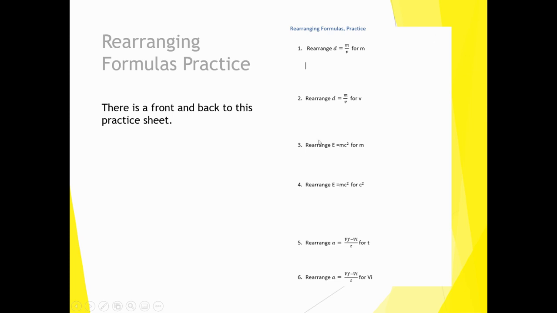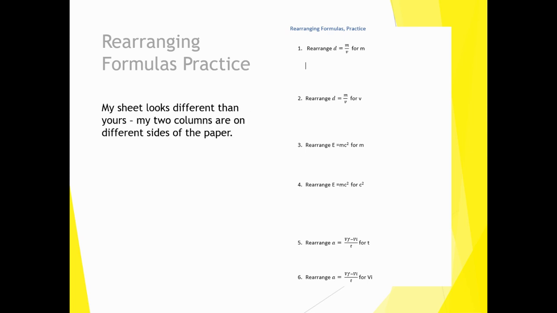So on the back side of your paper, you have a number of rearranging formulas practice, and I have revised this sheet this year, so it ends up being in 2 columns. However, I did not revise my answer key. So you have 2 columns here. There isn't really a front and a back. Sorry about that. I just paused the video and revised what was written here. So my sheet looks a little different than yours because my 2 columns are on the front and back of my sheet of paper. For you, I was trying to conserve on paper.